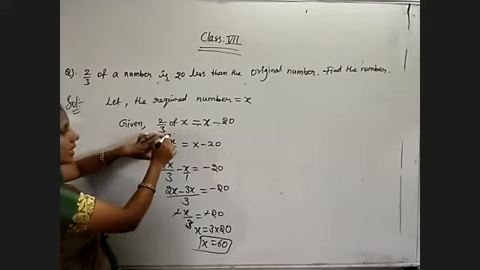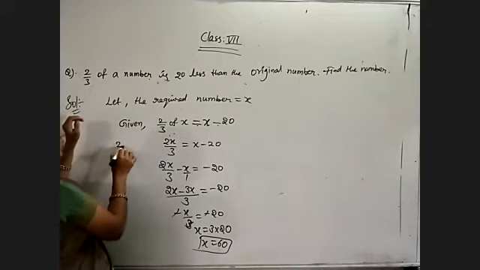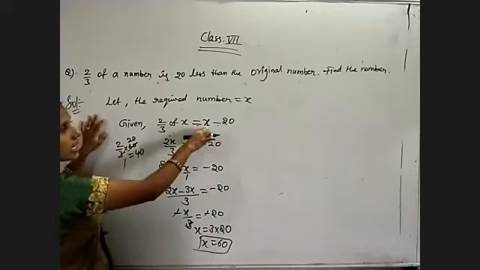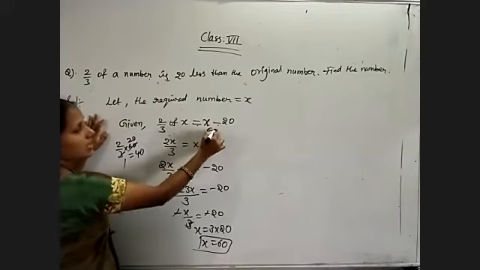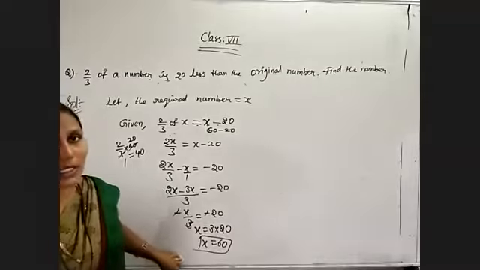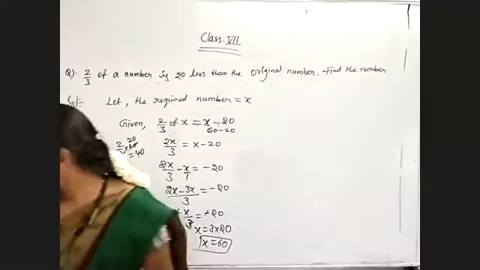Observe whether they are given correct or not. 2 by 3 into 60, 3 ones are 3, 20s are 40. x minus 20, x value is 60, 60 minus 20 also equals 40. So whatever value we got for x, that is correct. Now coming to the next question.